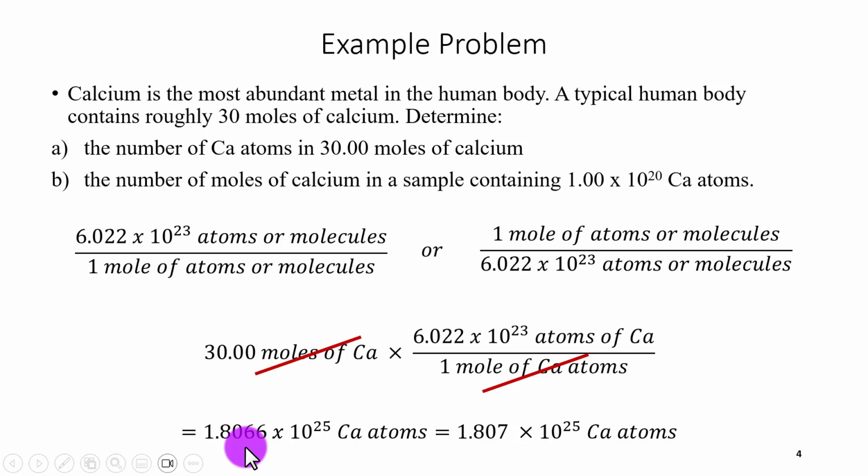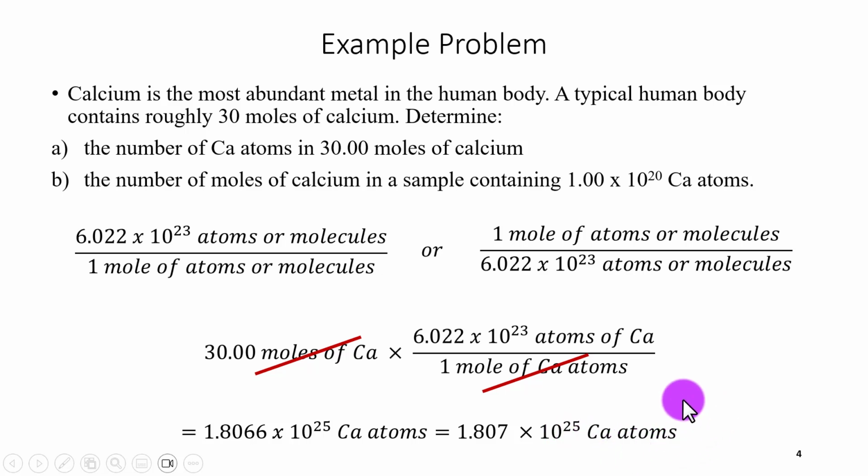My calculator gave me 5. Therefore, I have to cut off. So 1, 2, 3, 4. If I draw a line between these two 6s here, I will cut off whatever comes after 4 digits. Since this 6 is larger than 5, I will have to round up and make that a 7. Here's my answer with the correct significant digits: 1.807 times 10 to the 25th calcium atoms.